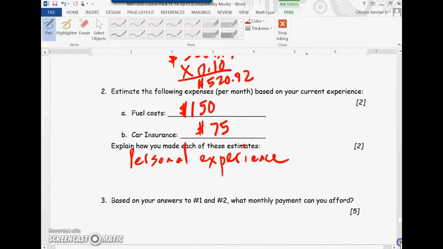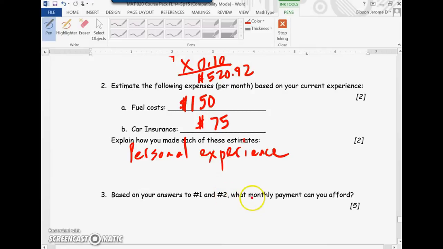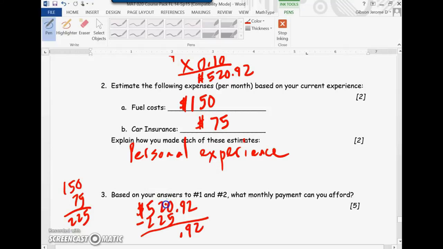Okay, now it says here, based on your answers to number 1 and 2, what monthly payment can you afford? So now you would take number 1, which is $520.92, and you would subtract the addition of A and B here. So we would add 150 and 75. That would give us 225. So we would subtract 225 here. So this would be $295.92. That's how much of a payment you can afford on the car.